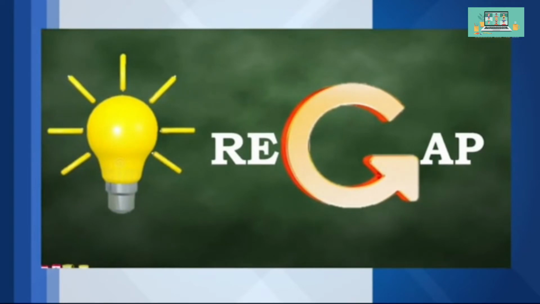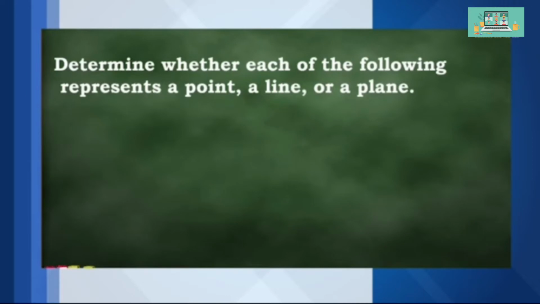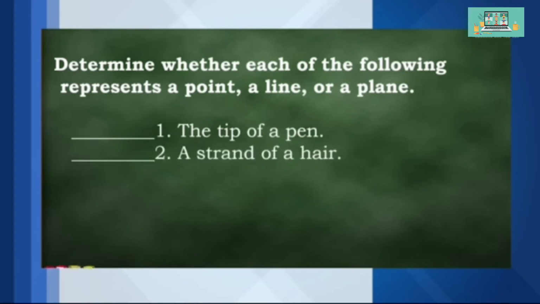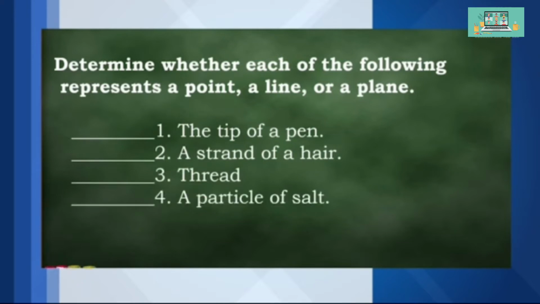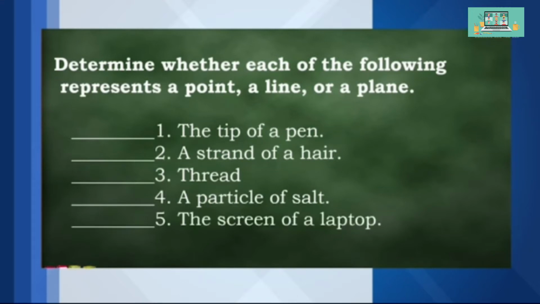Then let's have a recap of what was discussed yesterday. Determine whether each of the following represents a point, a line, or a plane. Number 1, the tip of a pen. Number 2, a strand of hair. Number 3, thread. Number 4, a particle of salt. And number 5, the screen of a laptop.